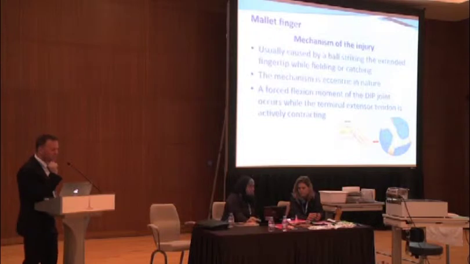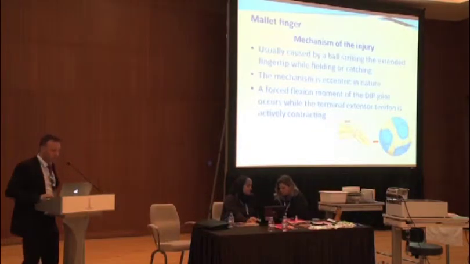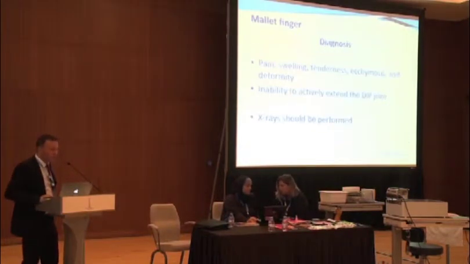The mechanism of the injury is usually a ball striking an extended fingertip. It's an eccentric mechanism, and there is a forced flexion moment of the DIP joint when the finger tries to do an extension. The diagnosis is based on pain, swelling, tenderness on the DIP, and deformity. The patient is unable to extend the DIP joint.